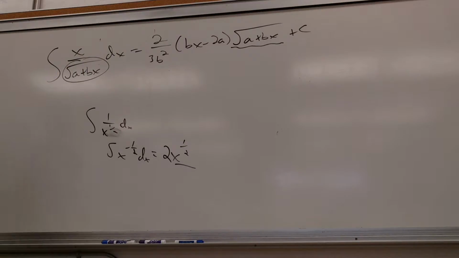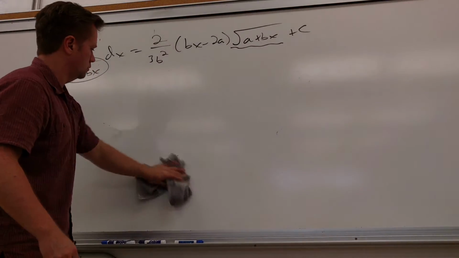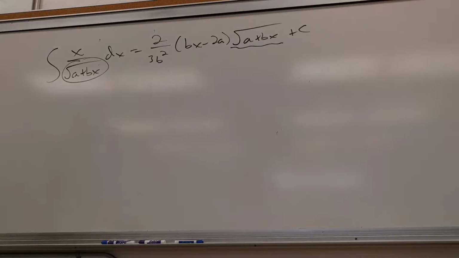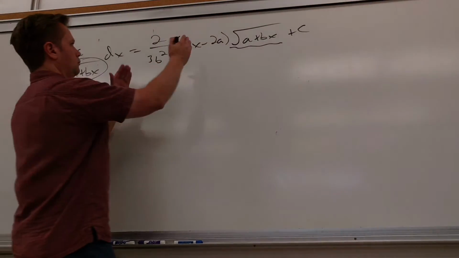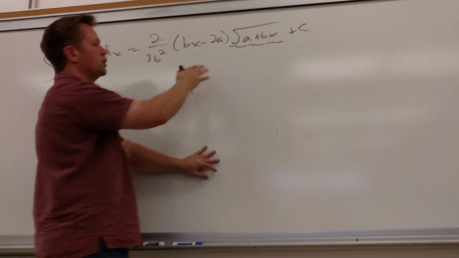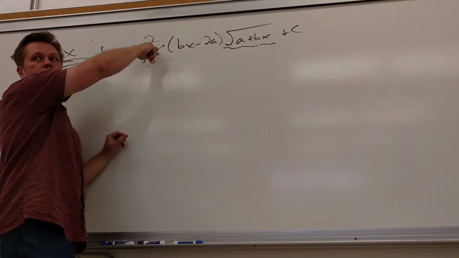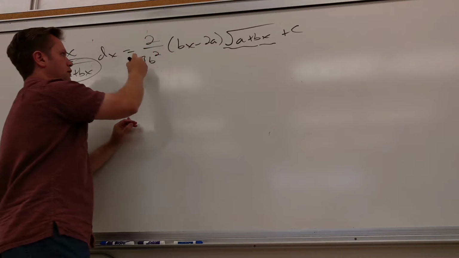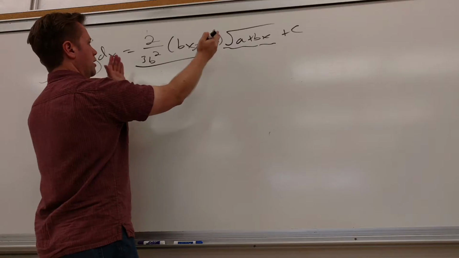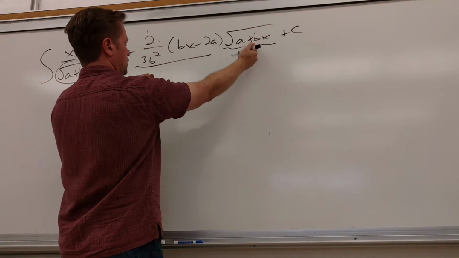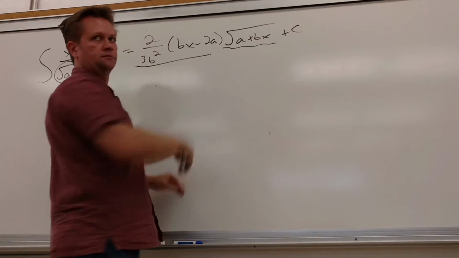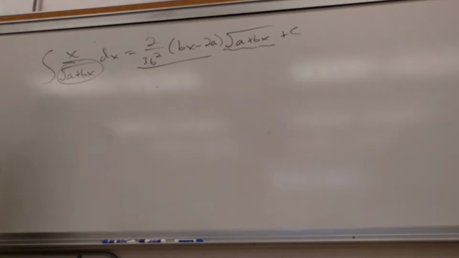Is that like 3 pieces in a product? No, it's one function and another function. Because what are the parts that have x in them? That doesn't have an x in it. That's a constant, so that's part of this function. So the product rule would be f prime g plus f g prime. And of course the plus c goes away right off the bat.